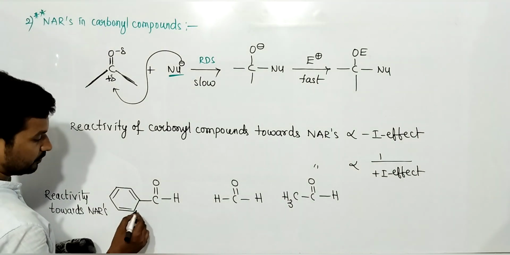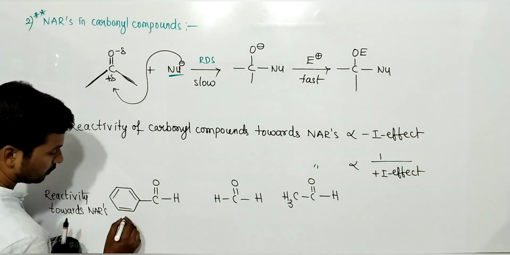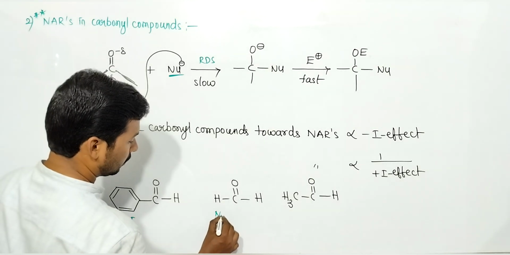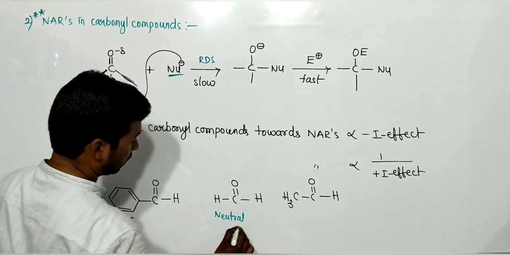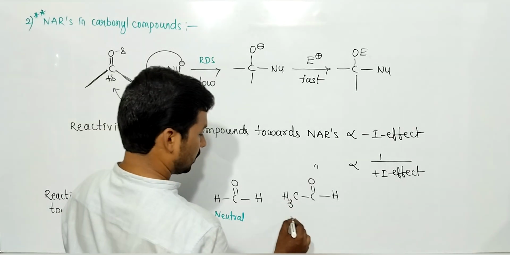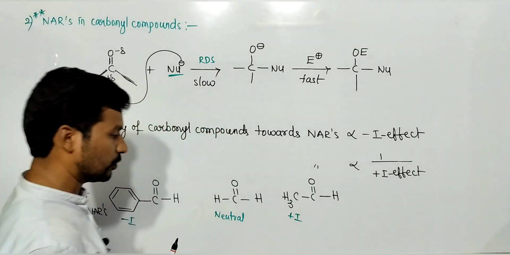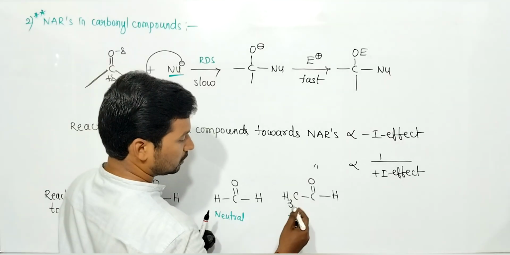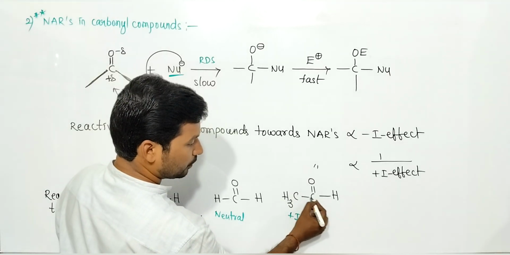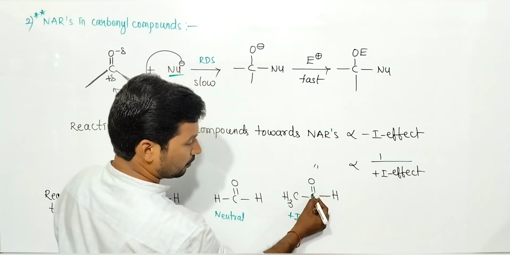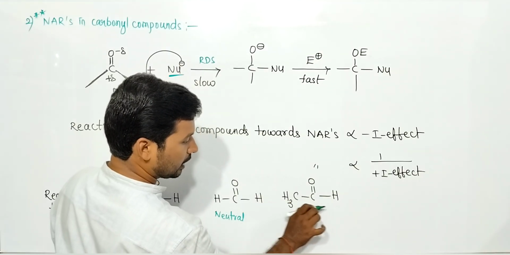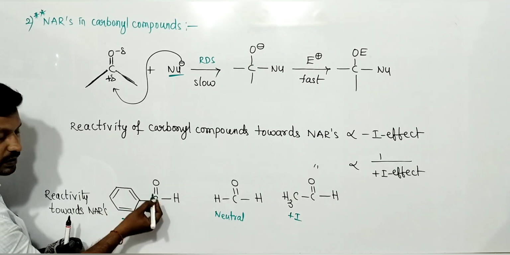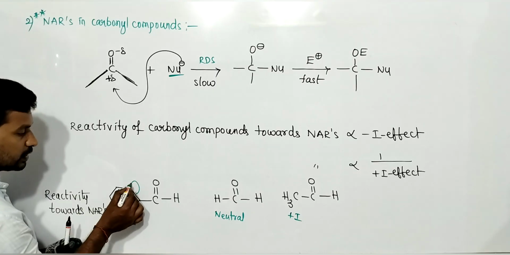So this is benzaldehyde. This group is what? This group is a minus I group, electron withdrawing. Here hydrogen is neutral, neither electron withdrawing nor electron donating. This methyl group is a plus I group, an electron donating group. Plus I groups push electrons towards this carbon, so this carbon's positive charge decreases. Here hydrogen does not push and does not withdraw. Here this group is withdrawing electrons towards itself like this.